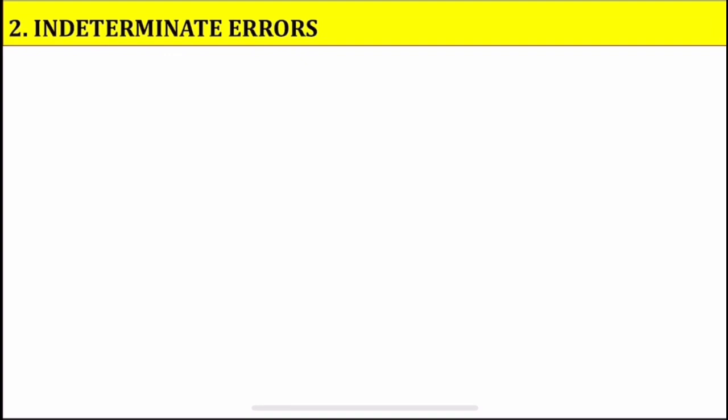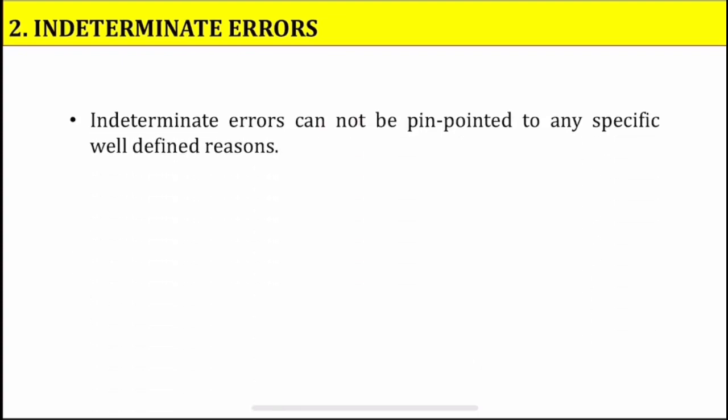Now let's learn about indeterminate errors. Indeterminate errors, also known as random errors, are a type of error that occur in scientific measurements. These types of errors cannot be pinpointed to any specific well-defined reasons. These errors do not have a clear identifiable cause.